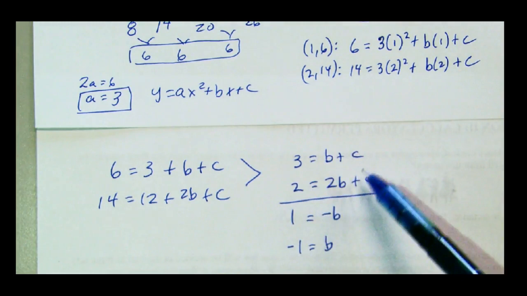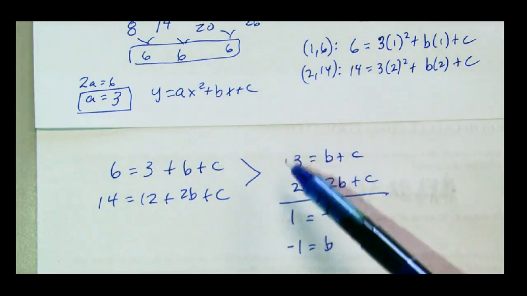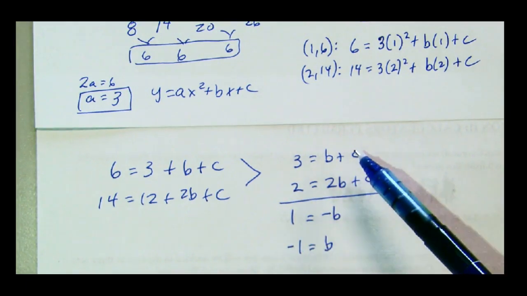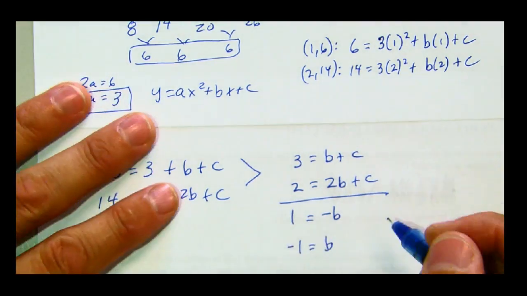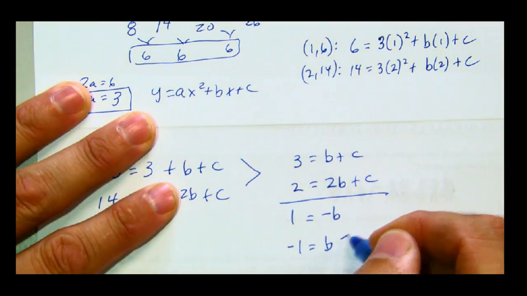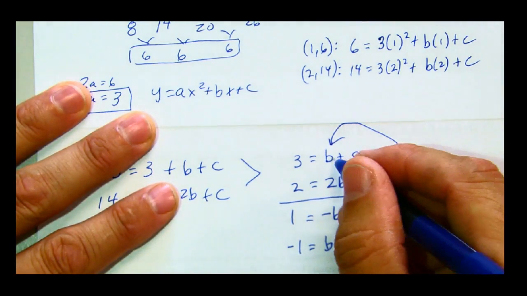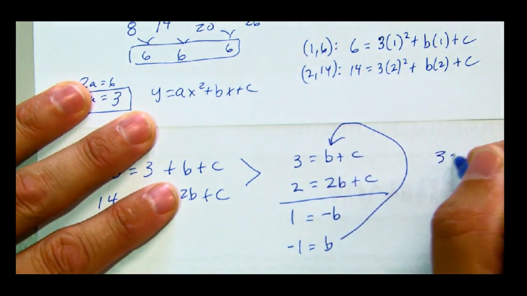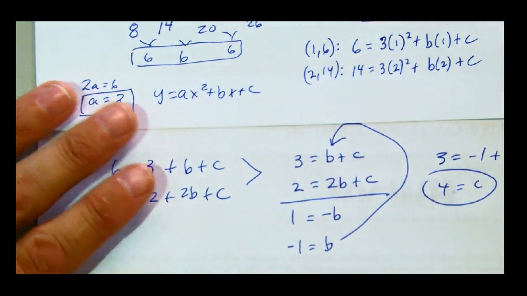So now I have 2 equations, 2 unknowns. I can eliminate the C by subtracting the 2 equations. 3 minus 2 is 1. B minus 2B is negative B. So B is equal to negative 1. I think if you remember, that is what we wanted to get. So now we back substitute to go ahead and find out what C is. And so when I do this, I plug in negative 1. 3 is equal to negative 1 plus C. So C is equal to 4.